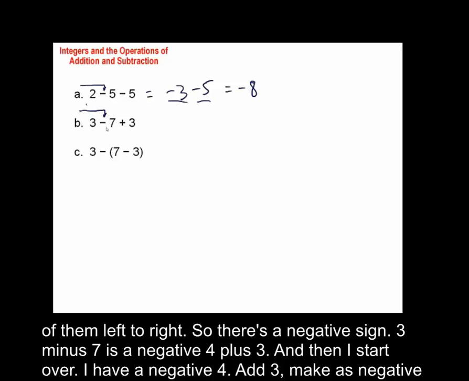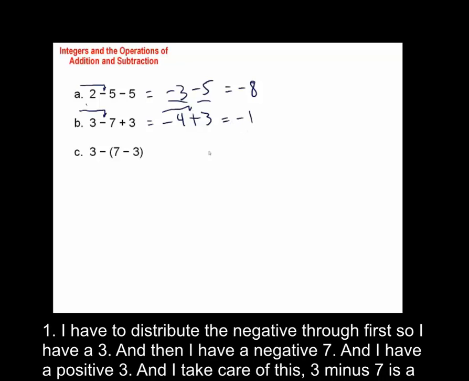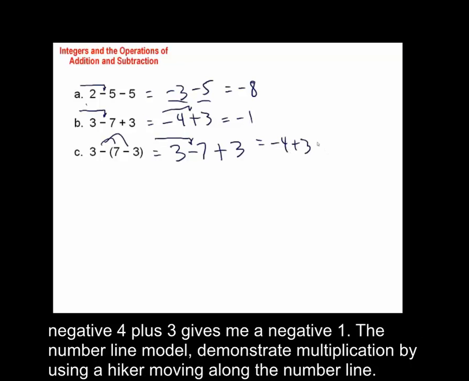So there's a negative sign. 3 minus 7 is a negative 4 plus 3, and then I start over. I have a negative 4, add 3 makes a negative 1. I have to distribute the negative through first, so I have a 3, and then I have a negative 7, and then I have a positive 3, but I take care of this. 3 minus 7 is a negative 4 plus 3, which gives me a negative 1.